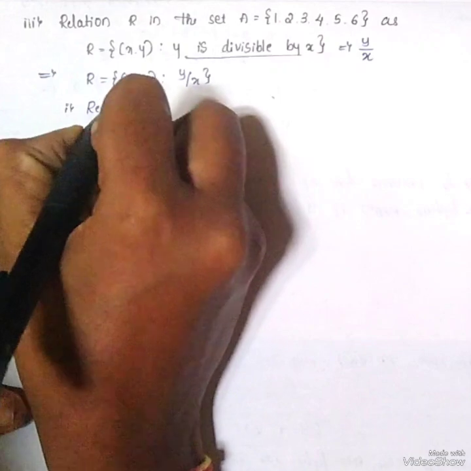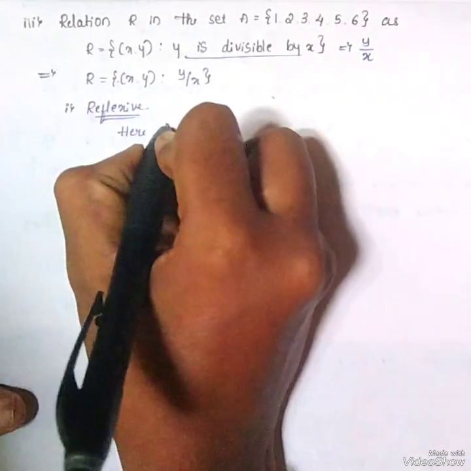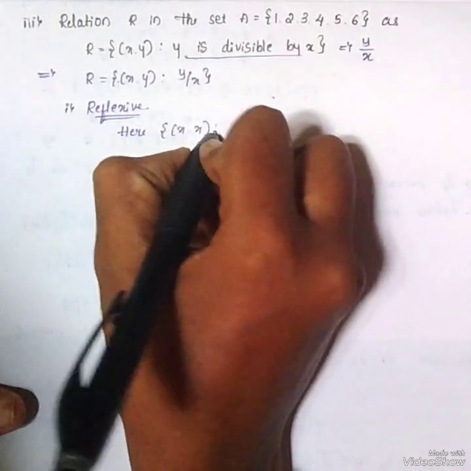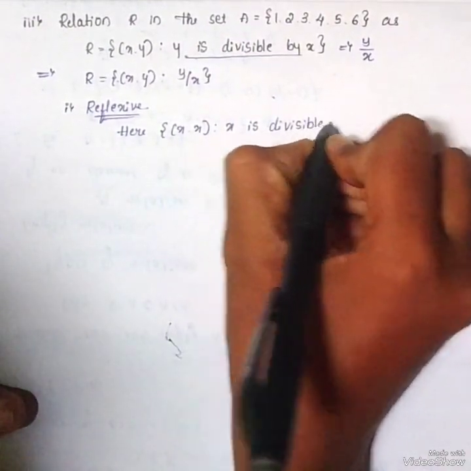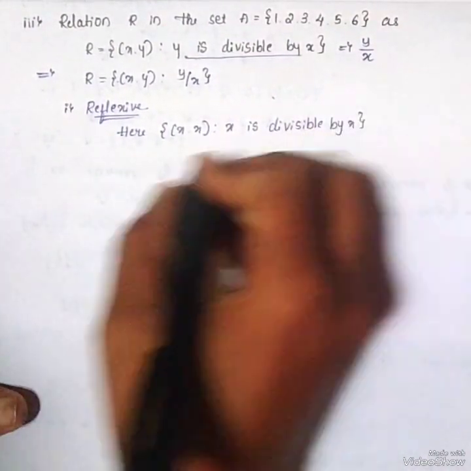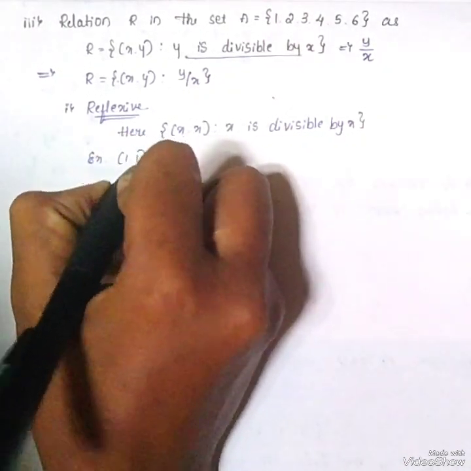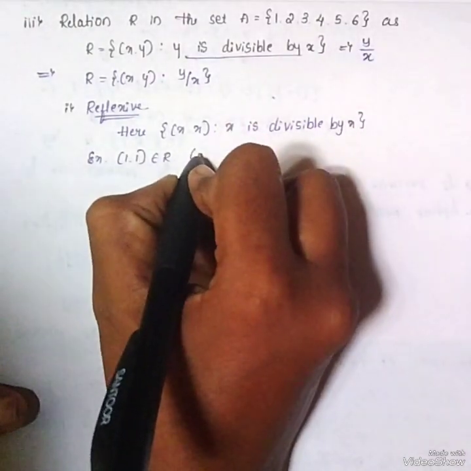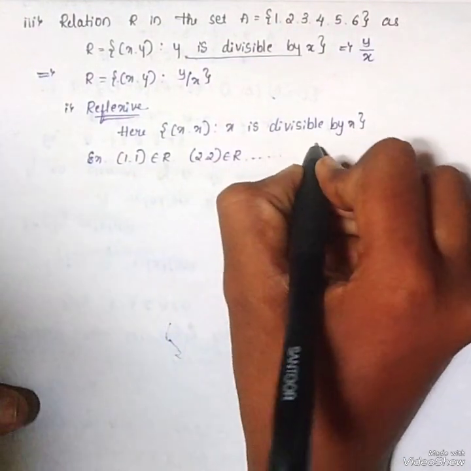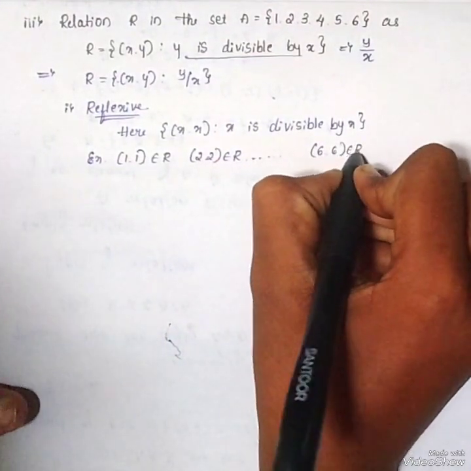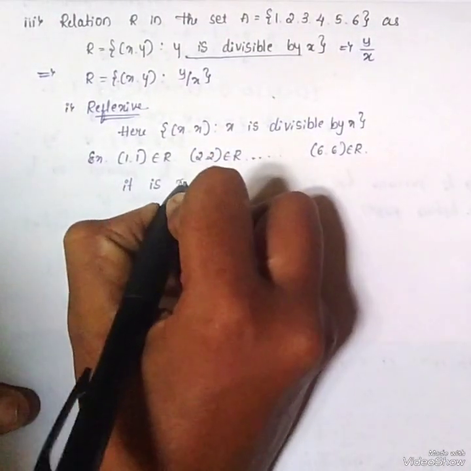Condition reflexive. Here, x comma x such that x is divisible by x. Hence it is reflexive. For example, 1 comma 1 belongs to R, then 2 comma 2 belongs to R, and so on up to 6 comma 6 belongs to R. By this condition we say that it is reflexive.